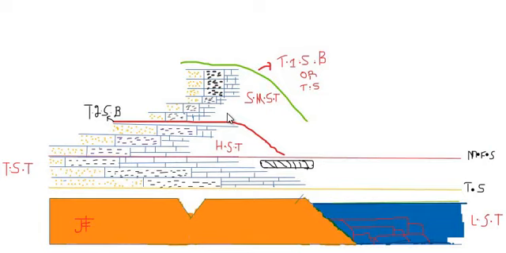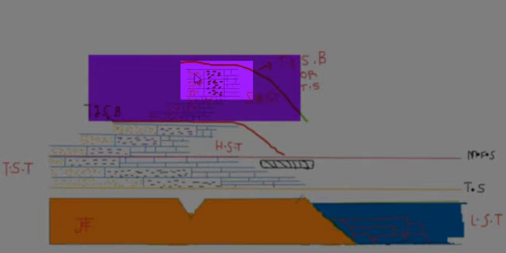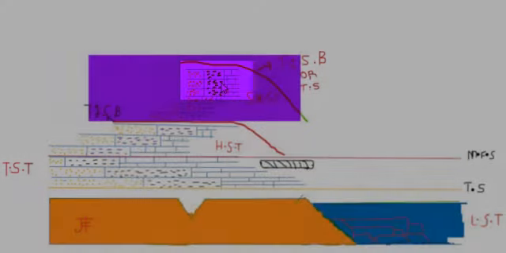Stacking upward sequence is present in shelf margin system track. It is obvious from this diagram. Sandstone, sandstone, sandstone, then shale, shale. Here it is clear. It is also found in falling stage system track.